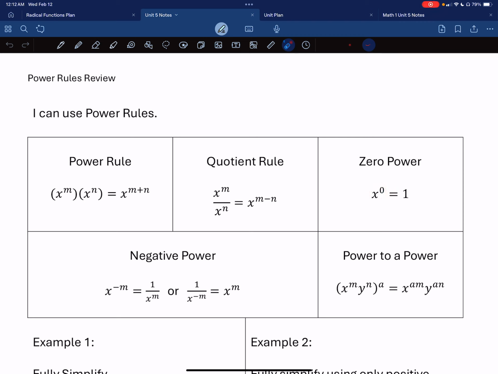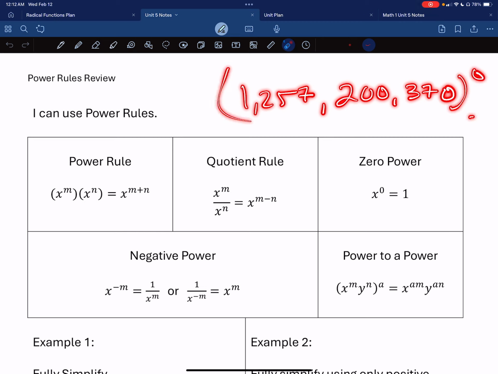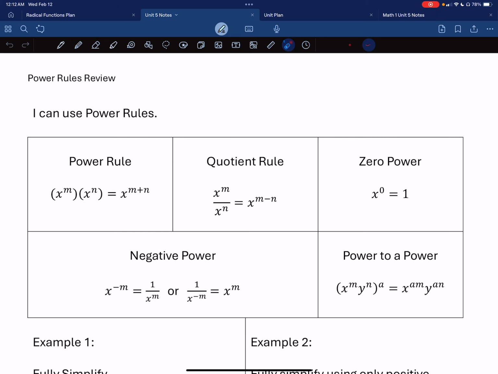I could say, let's do 1,257,230,170. I don't know, I'm making up a number. All to the 0 power, it's going to end up being 1. Okay, it doesn't really matter the number.